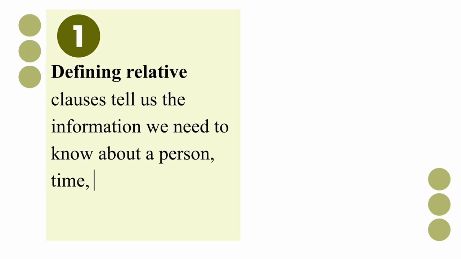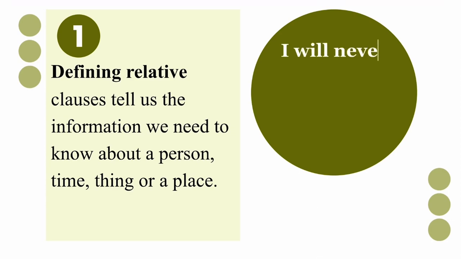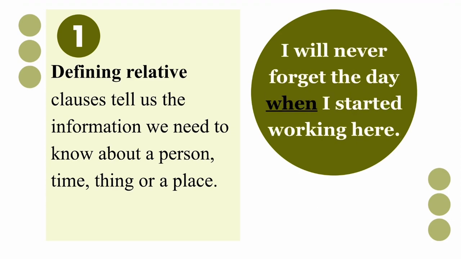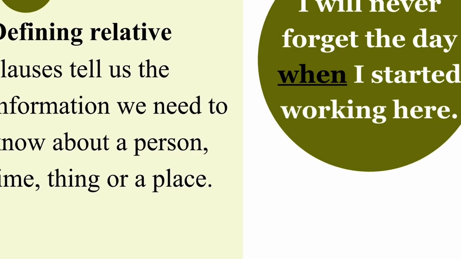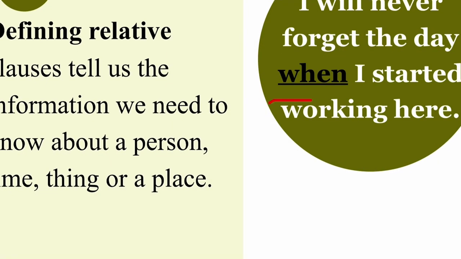The first type of relative clauses is the defining relative clauses, and it tells us the information we need to know about a person, time, or a place. As you see in the example, I will never forget the day when I started working here. So we've got the relative clause when.